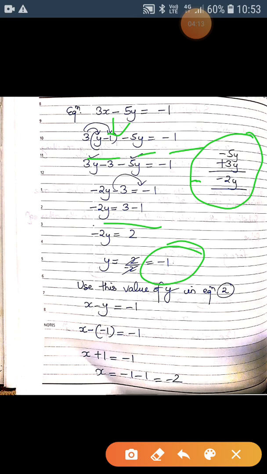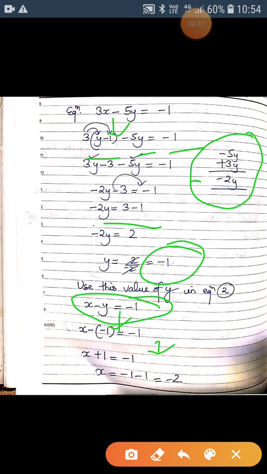For the second value, we again go back to the second equation because it is the simpler one among the two. So x minus y equals minus 1. Now in place of y, we will write minus 1. So what will happen then? It will be x minus into minus 1 equals minus 1. Then it gets reduced to an equation in x. So x plus 1 equals minus 1, and x equals minus 2.